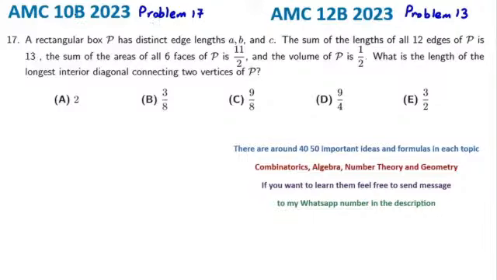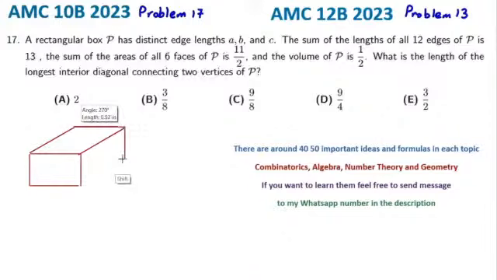This is problem 17 of 10B and 13 of 12B. It says a rectangular box P has distinct edge lengths a, b, and c. Okay, so if we draw, it will be something like this. For example, this one is a, and this one is a, this one b, and this one b, and this one c, and this one c.